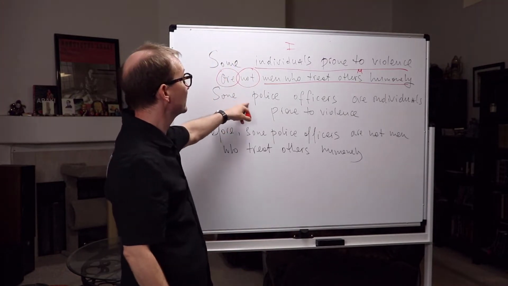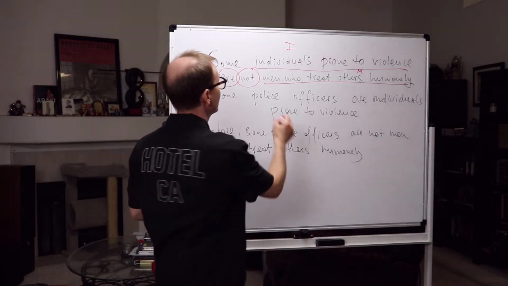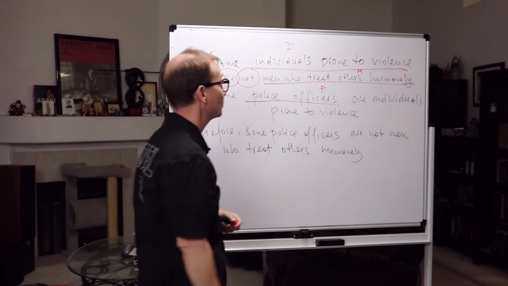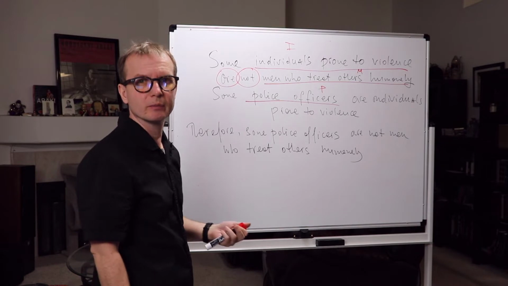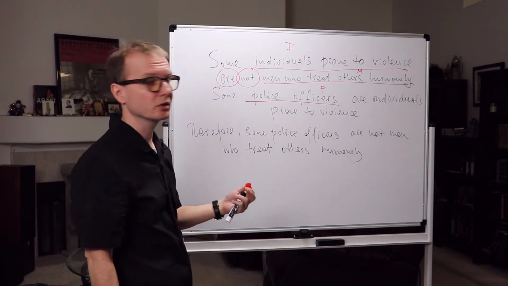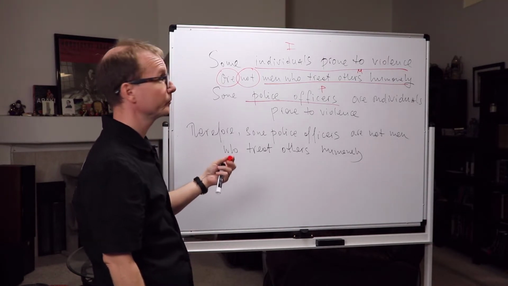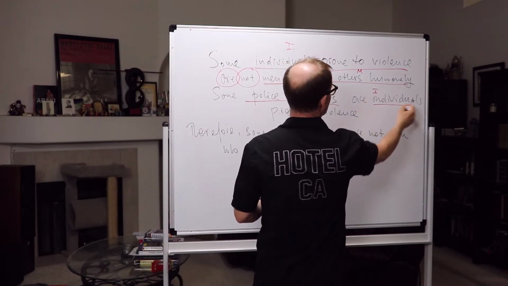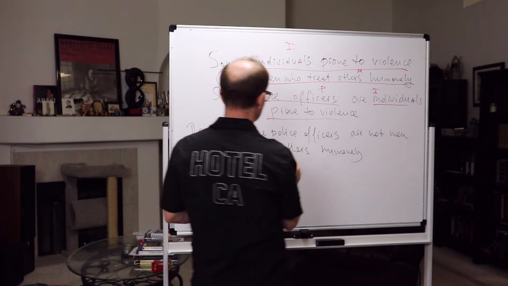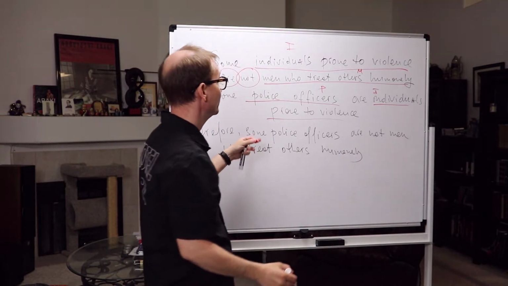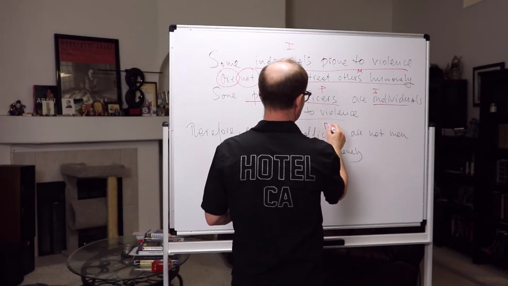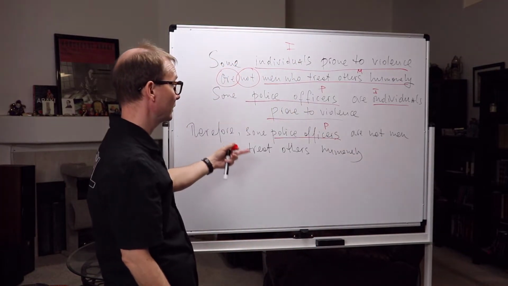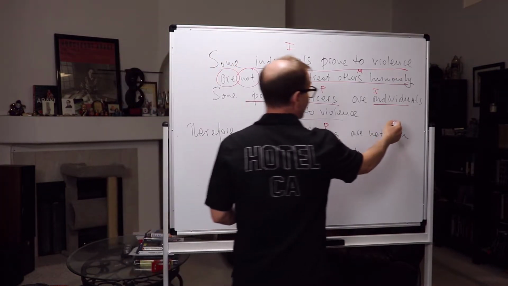Then some police officers, that would be the third term, and we'll call it P, and the rest of them obviously are other occurrences of the same terms. So this here would be I, right, individuals prone to violence, and this here would be P again, police officers, and finally men who treat others humanely, that would be again M.